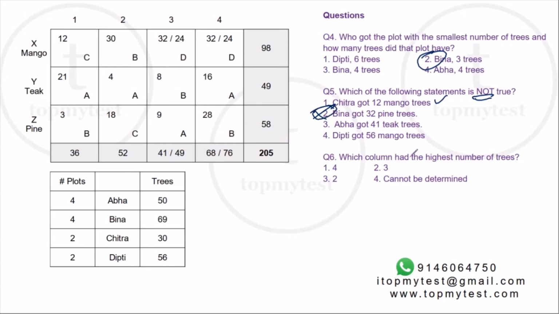And the last one, which column has the highest number of trees? Column 1 has 36, which is lesser than column 2. Column 3 can have 41 or 49. We don't know the exact number of trees in column 3, but irrespective of what happens, it cannot be higher than column 2. So this is out. Similarly, column 4, we don't know the exact number of trees, but whichever be the number, it has to be more than column 2. So option 1 will be our correct choice.